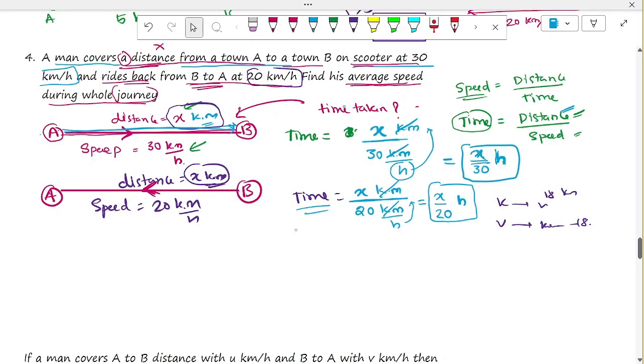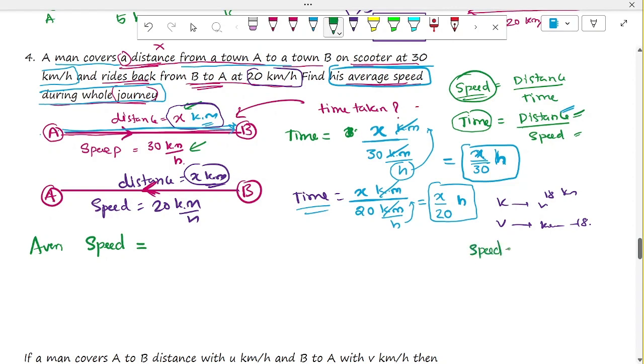Now we will try to calculate what is his average speed during the whole journey. So what can we write? Average speed is equal to. You should know the formula of speed. Speed is equal to, we'll just make some modifications. Speed is equal to distance. What is distance?